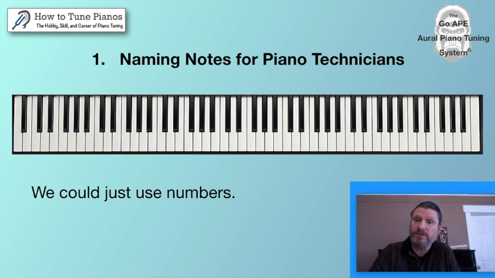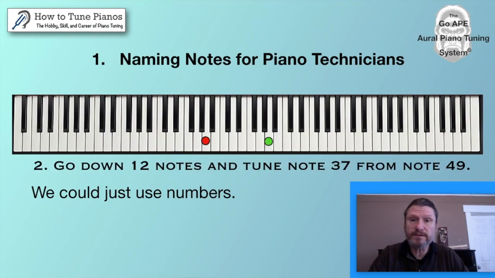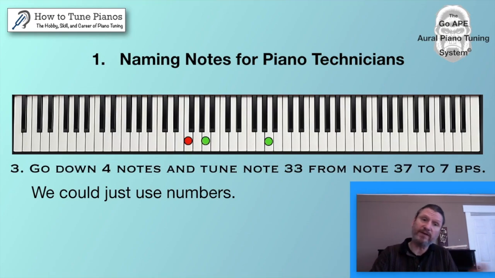Well, we could just use numbers. You could just say, tune note 49, and then go down 12 notes and tune note 37 from note 49, and then go down another 4 notes and tune note 33 from note 37 to 7 beats per second.